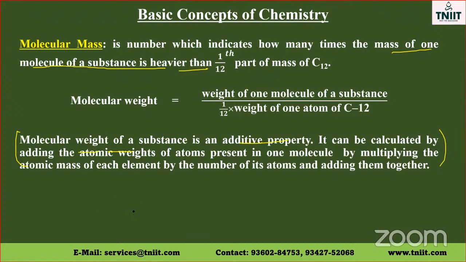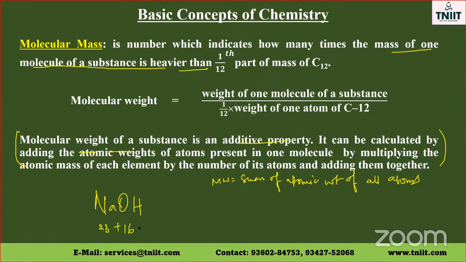For example, take the molecule NaOH. Its molecular weight is the sum of the atomic weights of all atoms. The atomic mass of sodium is 23, oxygen is 16, and hydrogen is 1. The sum of these gives you the molecular mass. So the molecular mass of sodium hydroxide is 40.